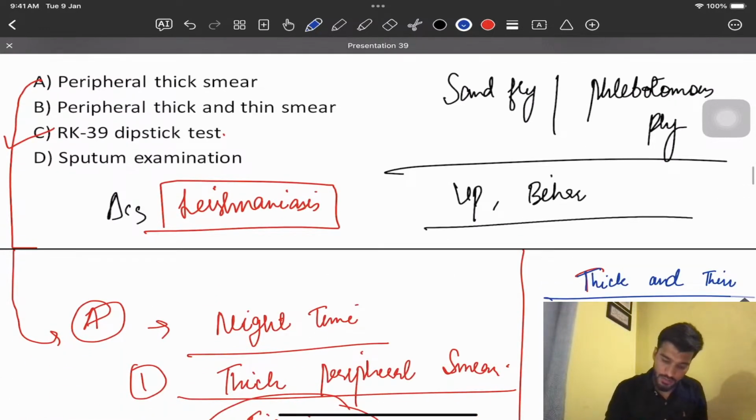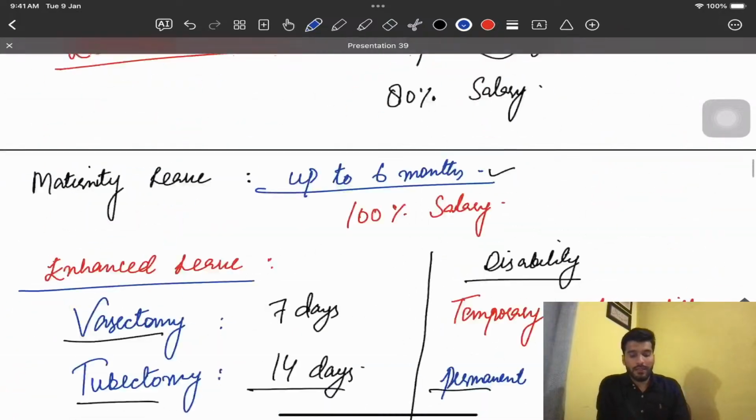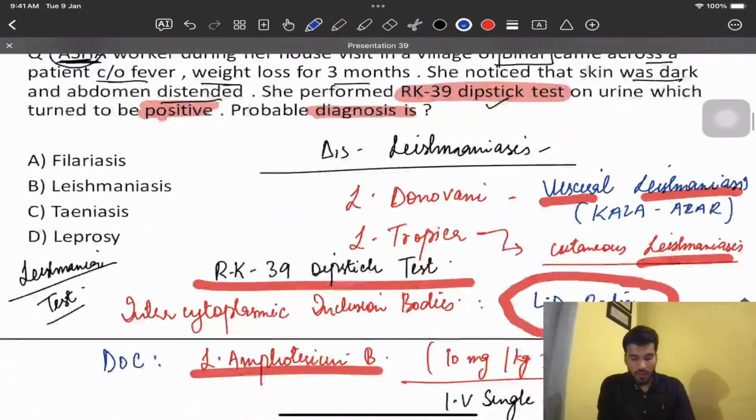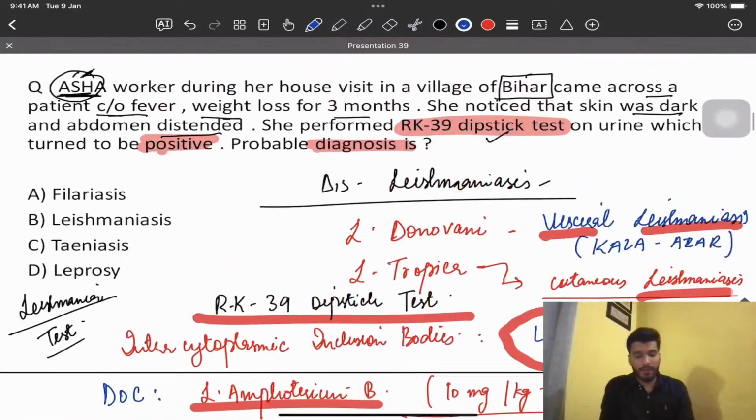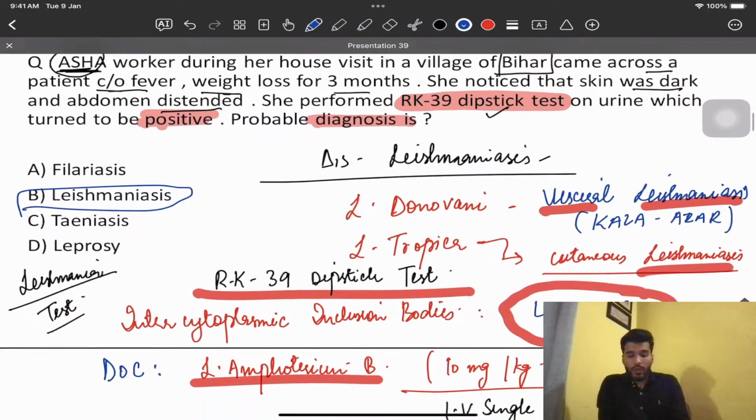The drug of choice is L-amphotericin B. I have discussed this question above, guys. I have discussed all the things about this question here. Okay, you just have to recall it, guys. RK39 dipstick test. Okay, your answer was leishmaniasis here.